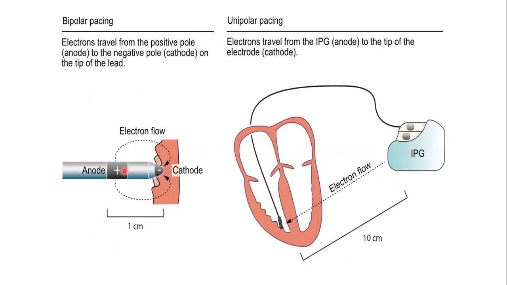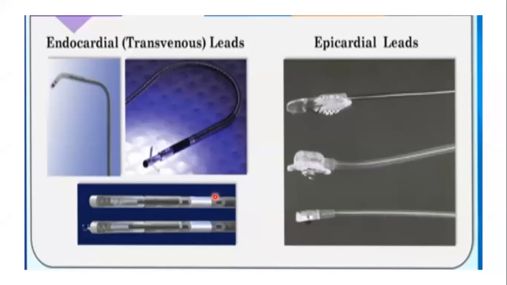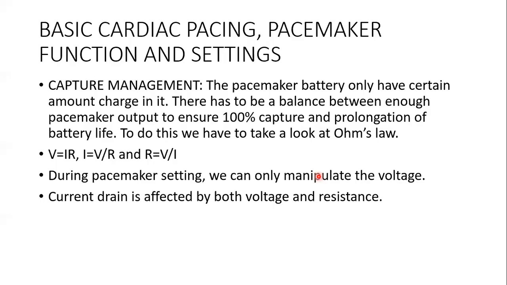While in the unipolar, the anode is located somewhere within the pulse generator, and it flows from that pulse generator to the tip where the cathode is. So these are some examples of epicardial pacemaker electrodes, or pacemaker leads, sorry.